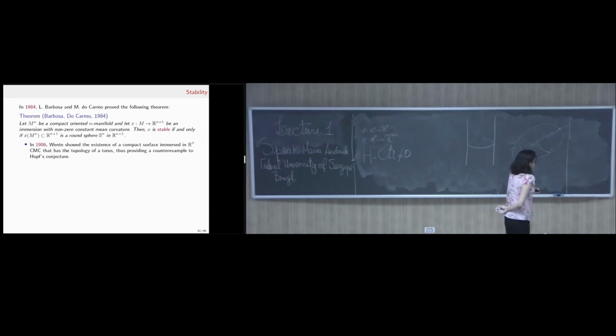And in this moment it is important to say that showing the existence of a compact surface immersed in Euclidean space with constant mean curvature, and that has the topology of a torus, provides a counterexample to the Hopf conjecture. So this is important to say here.